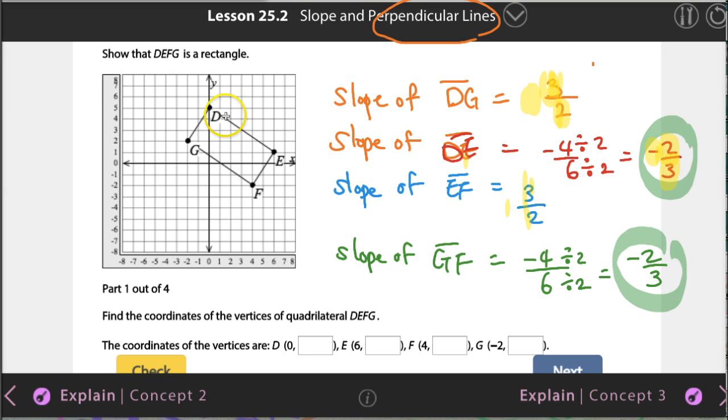So we know that all four lines are perpendicular to each other, which proves that the four angles here are all 90-degree angles, okay? And that's why we can prove that this is a rectangle, because we just found the slope for every single segment and they were all perpendicular to each other.